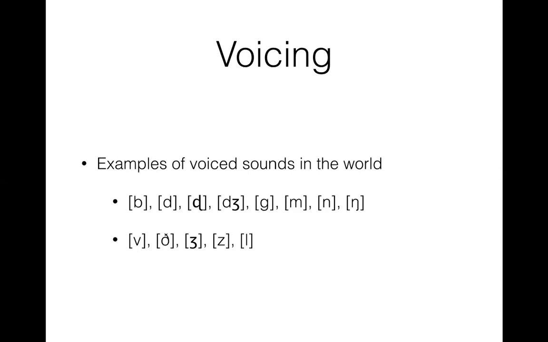The sound after the retroflex da is a j. J, j, English has that, but it's just written differently in the IPA chart, okay? So it's written j, j, and then you have the g, m, n, and what's the last sound on that? What's the last letter on that top line?